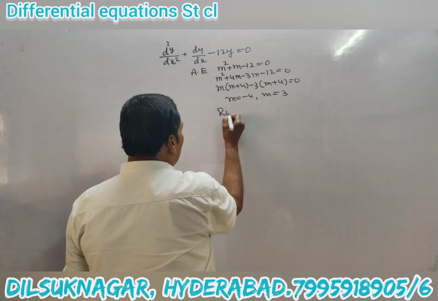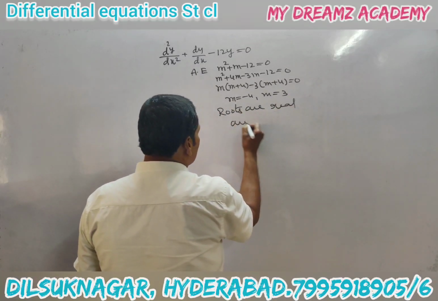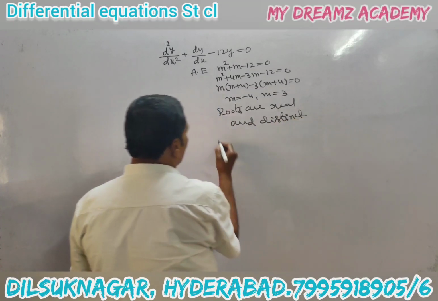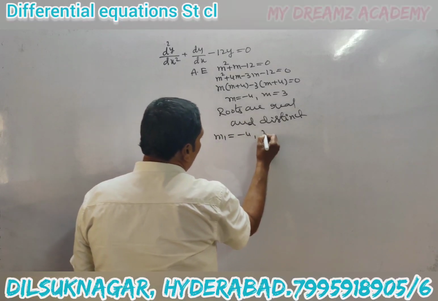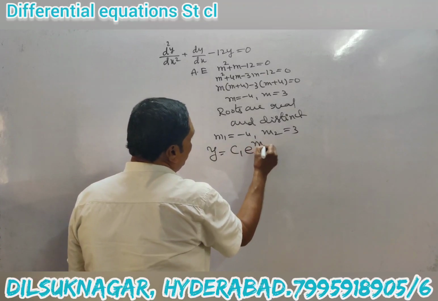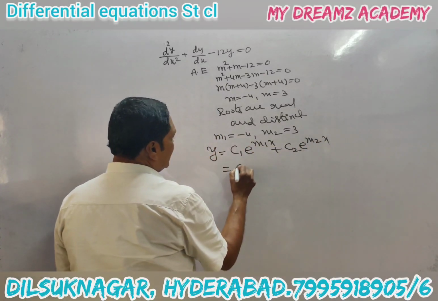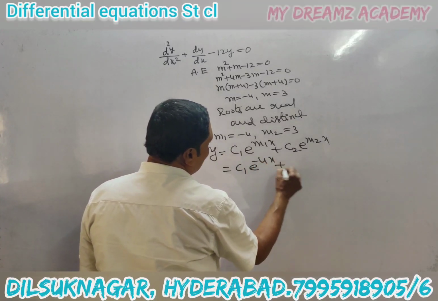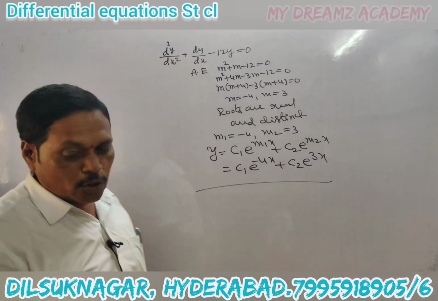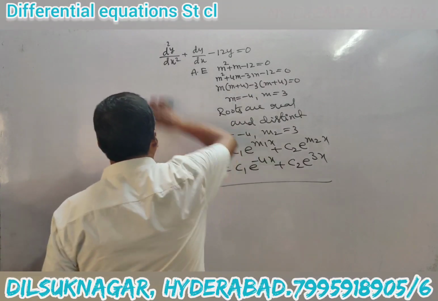That is, roots are real and distinct, that is, different roots. m1 is minus 4, m2 is 3. Solution: y is equal to c1 e power m1x plus c2 e power m2x, that is c1 e power minus 4x plus c2 e power 3x. Finish. In this way you should write the general solution. Okay, see one more.